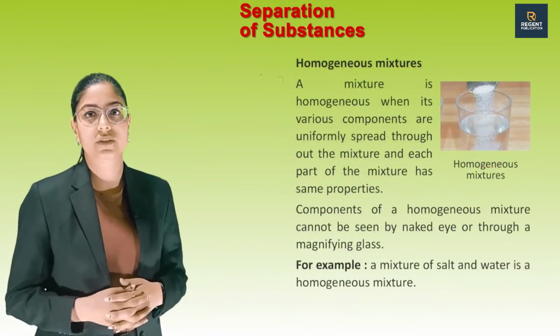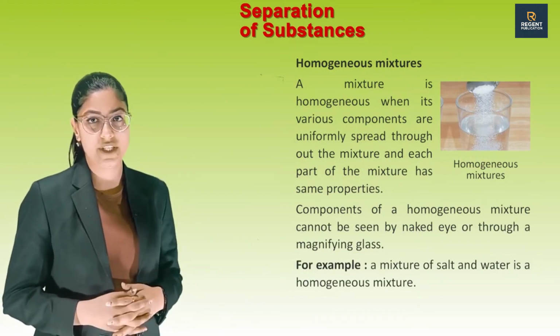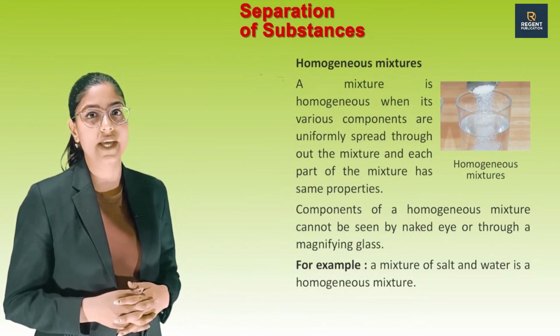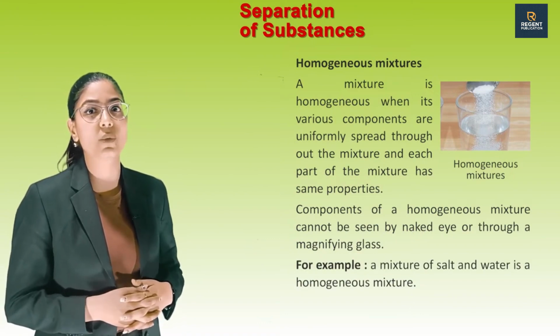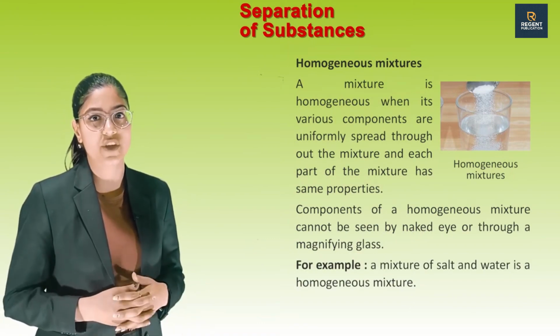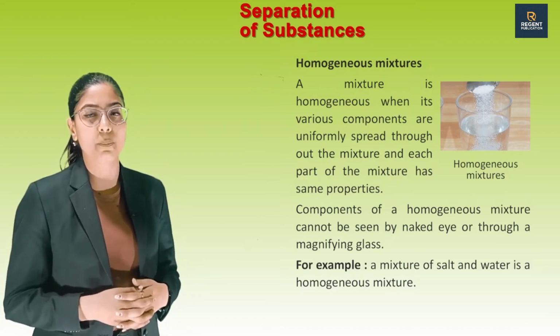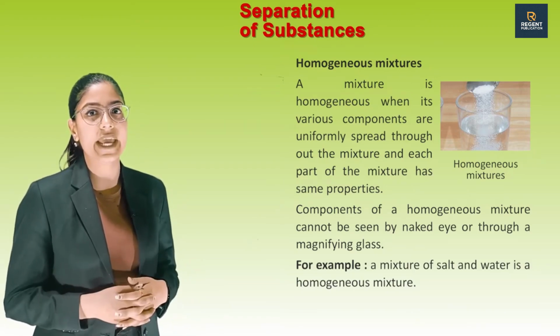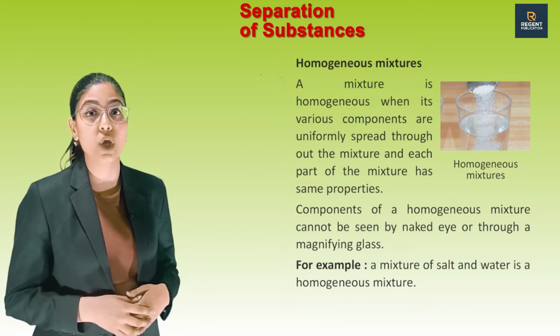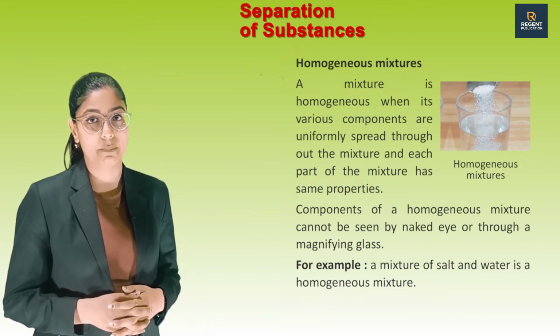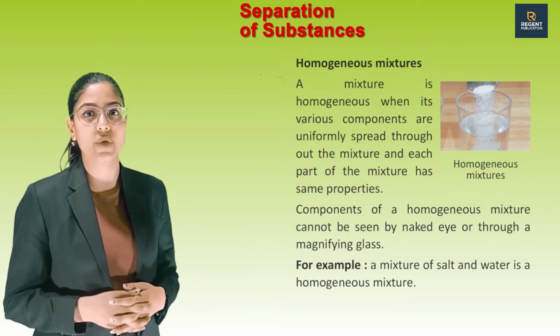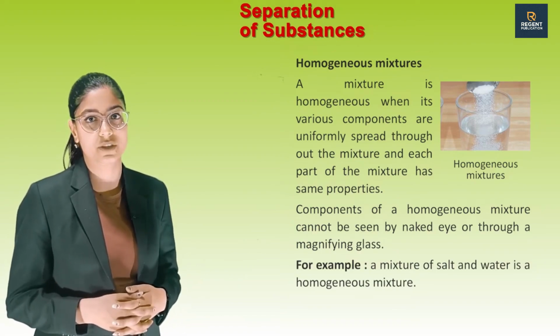Homogeneous mixture. A mixture is homogeneous when its various components are uniformly spread throughout the mixture and each part of the mixture has the same properties. Components of a homogeneous mixture cannot be seen by the naked eye or through a magnifying glass. For example, a mixture of salt and water is a homogeneous mixture.